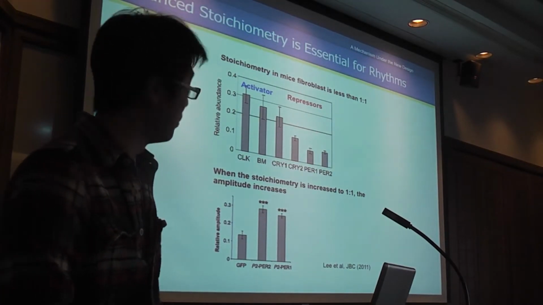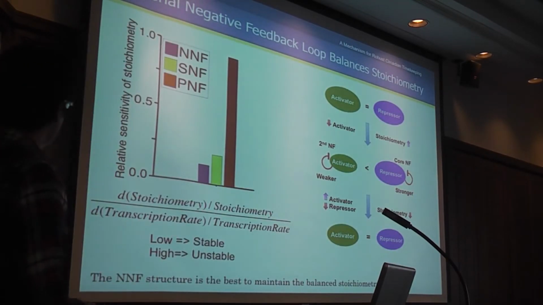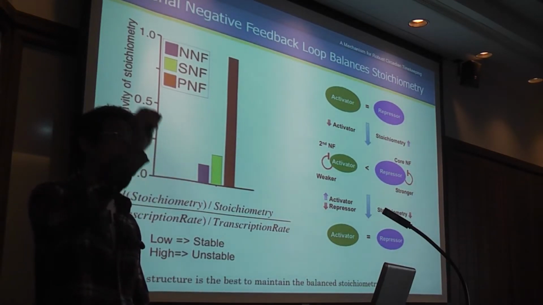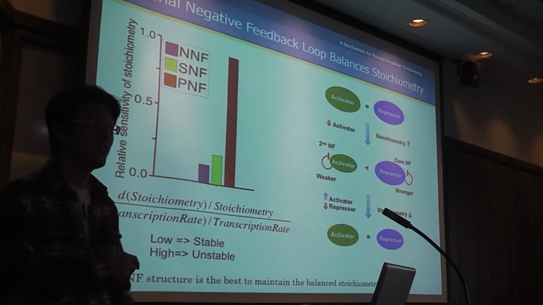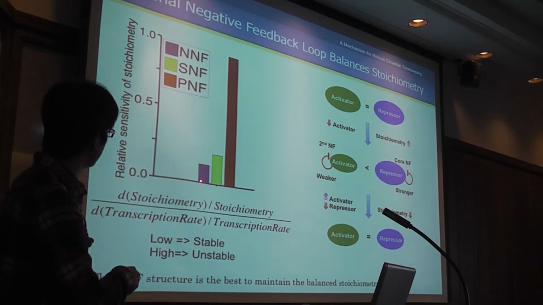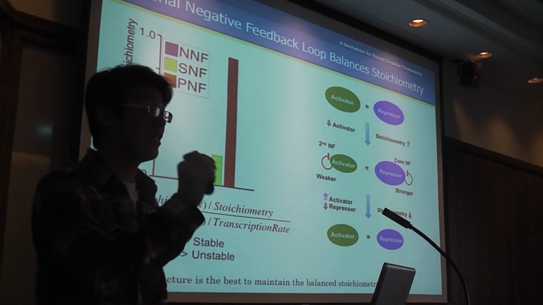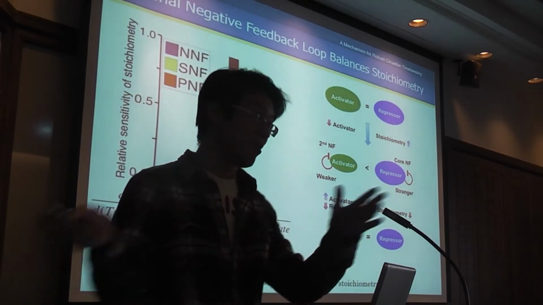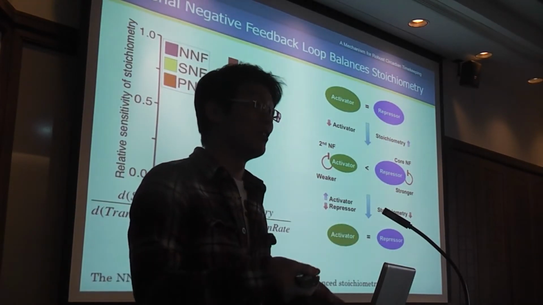And then what is the relationship between this balanced stoichiometry and feedback loop structure? Here is the result. What I did is I perturbed the parameter and measured how much the stoichiometries changed in these three types of structure. As you can see, for the same parameter perturbation, the double negative feedback loop structure shows the smallest change of stoichiometry, which means the double negative feedback loop structure is best at maintaining the balanced stoichiometry. So under parameter perturbation, this double negative feedback loop structure can maintain the one-to-one stoichiometry.